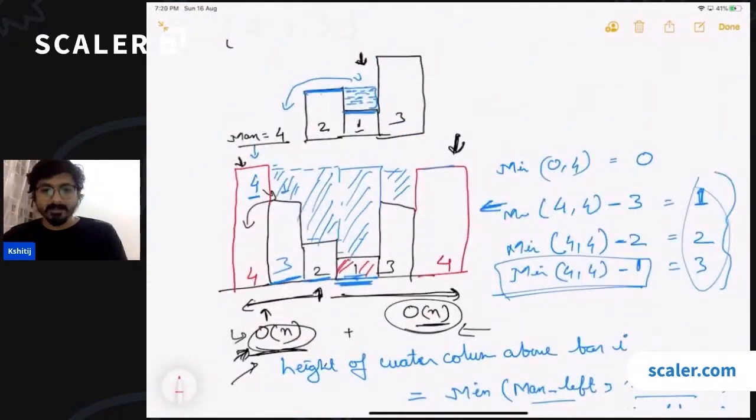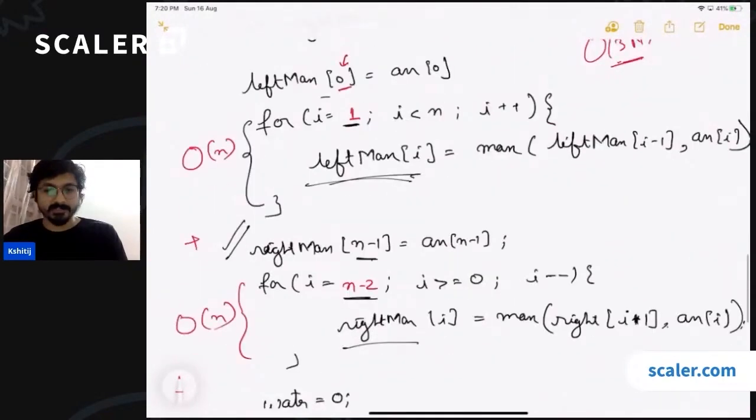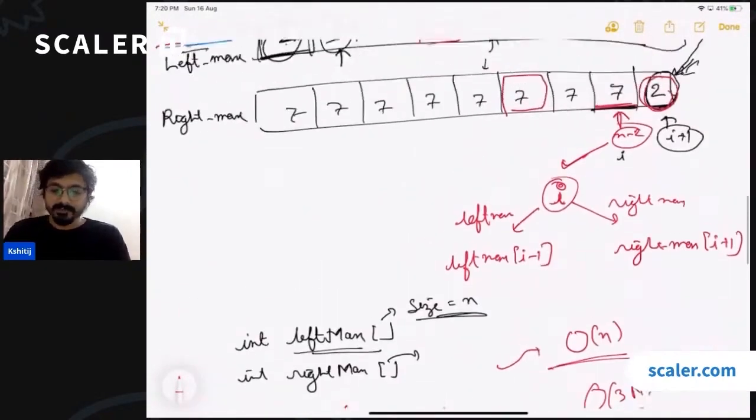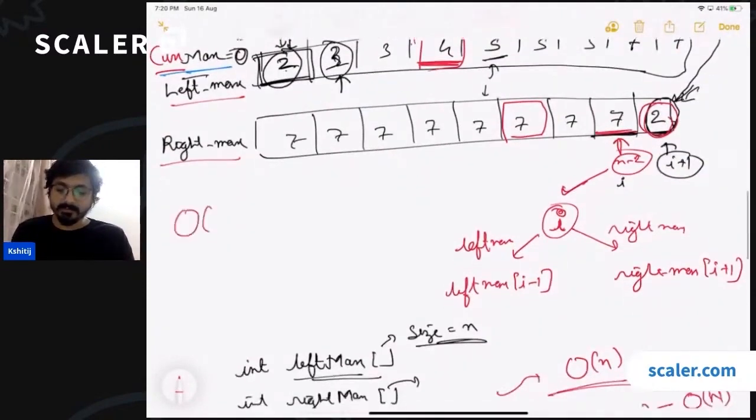What is the space complexity, guys? Can you tell me? We are using two arrays of size n, so it is going to be order n in space as well.